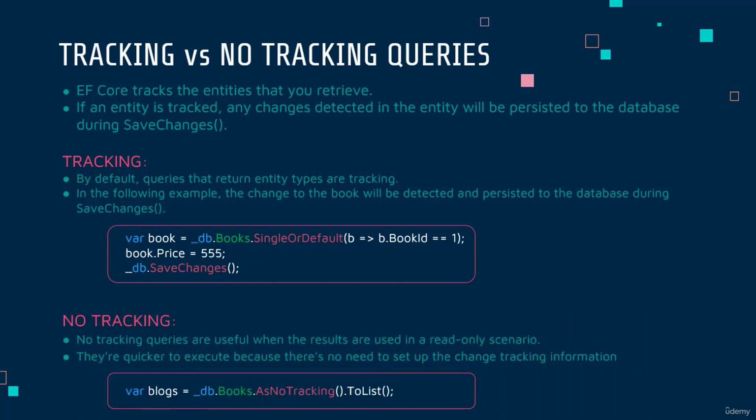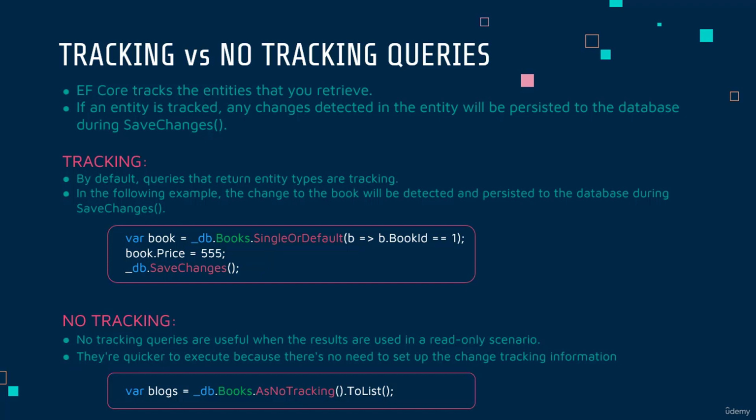The answer is very simple. You can always set any query that you are retrieving as no tracking, and Entity Framework Core will not track those queries. No tracking queries are quite useful when the results are only used for read-only purposes. They are quicker to execute because there is no need to set up the change tracking information. As you can see at the bottom here, all we have to do is write AsNoTracking on the DbSet. So let me see that in action.